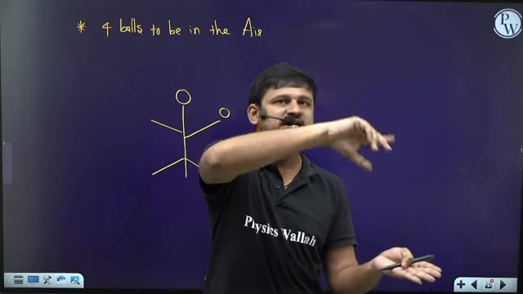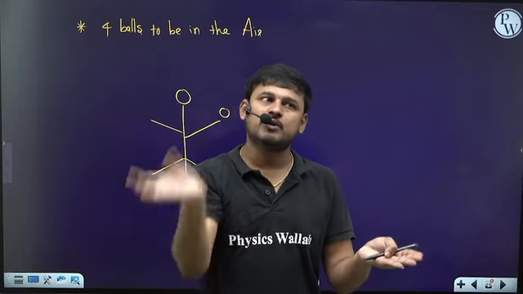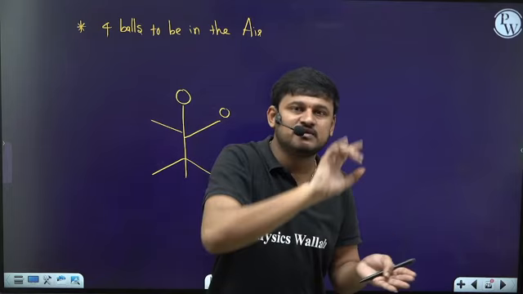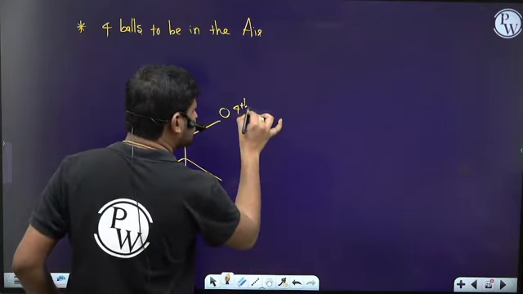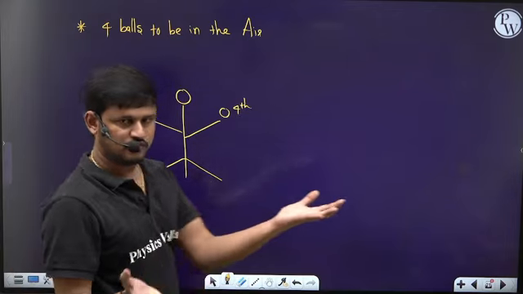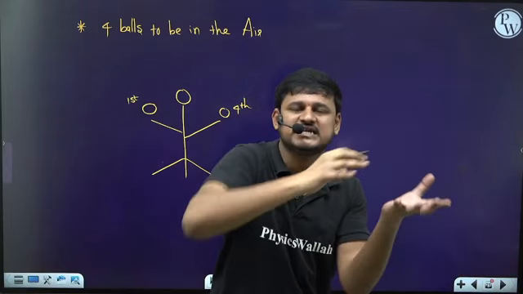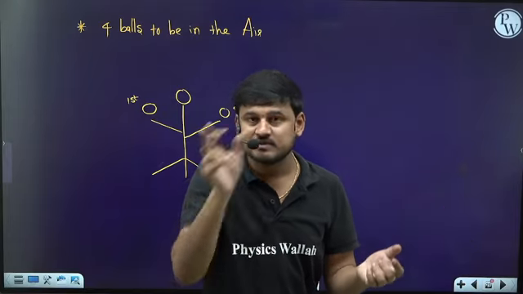First ball thrown, it's already traveling. Second ball thrown, it's already traveling. Third ball thrown, it's already traveling. Now the fourth ball he is throwing, so that 4 balls will be in the air. While delivering the fourth ball, the first ball is about to come to the second hand. Yes or no? So 4 balls will be in the air, right?